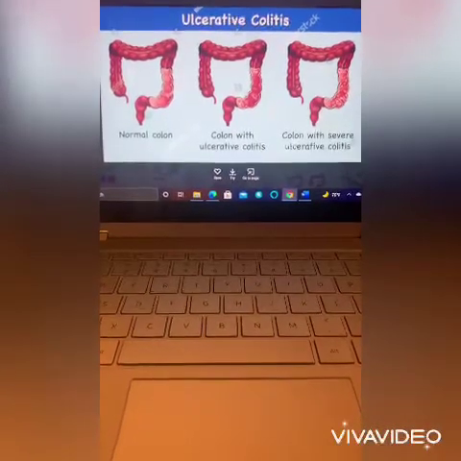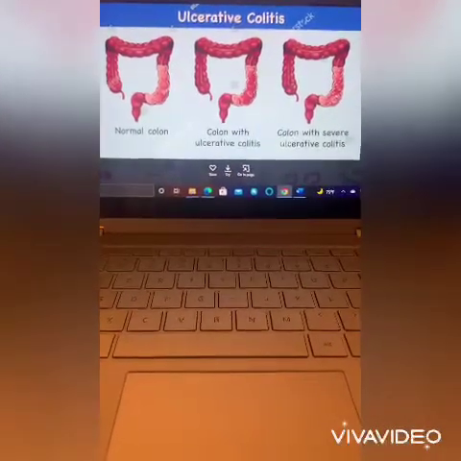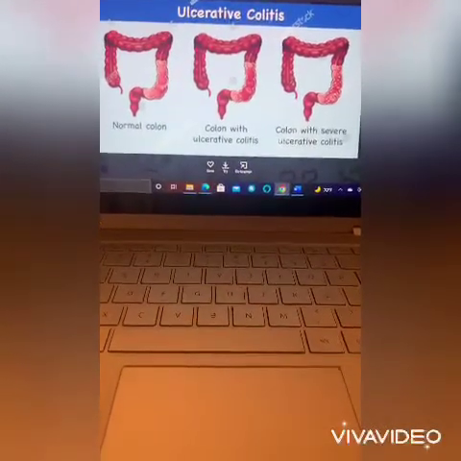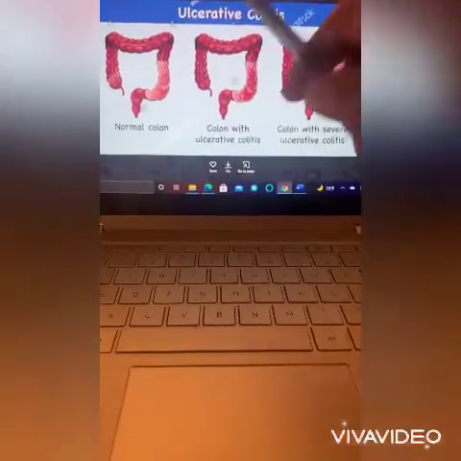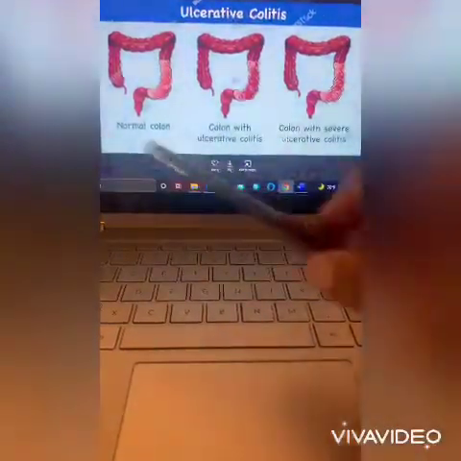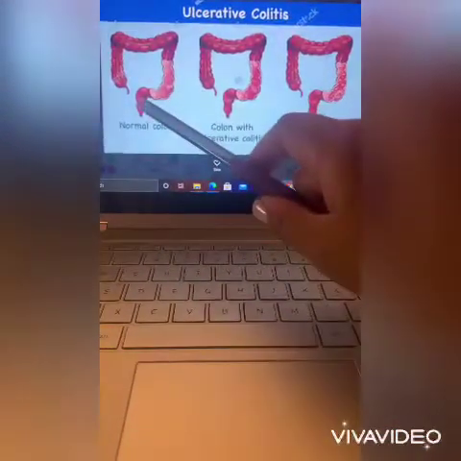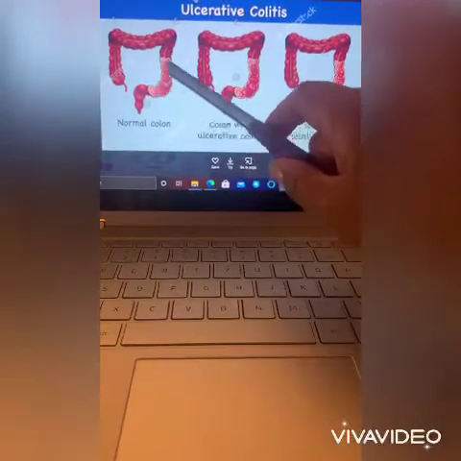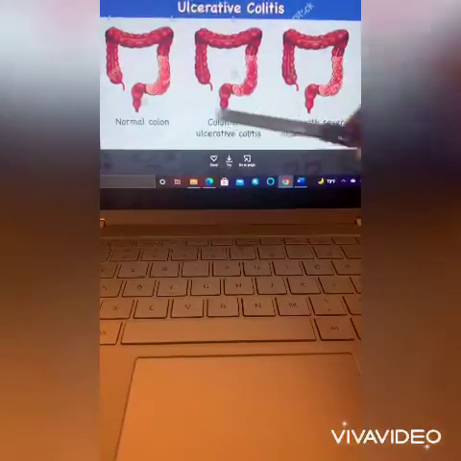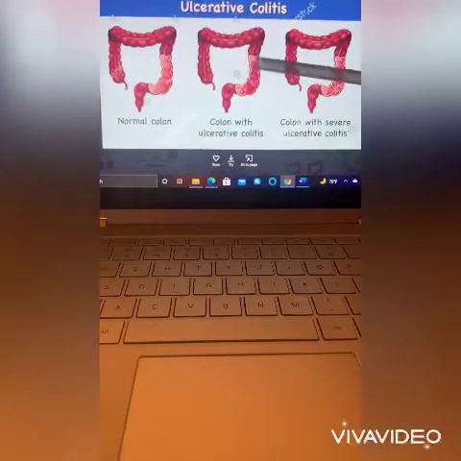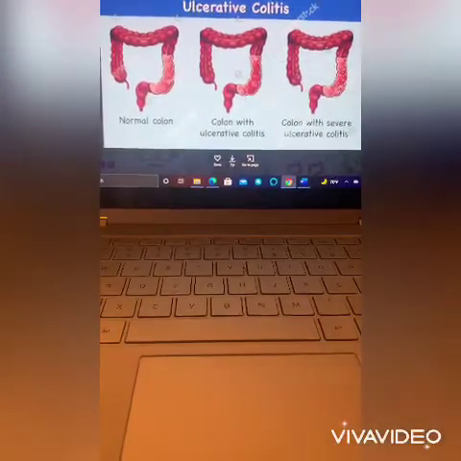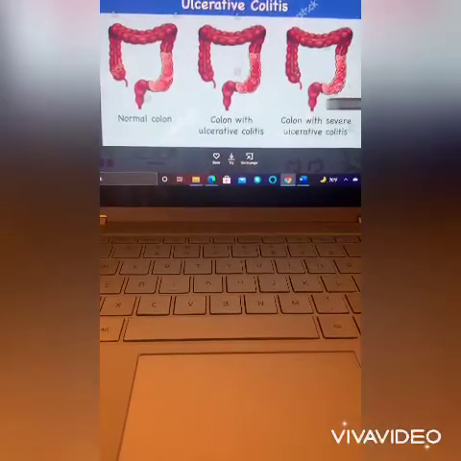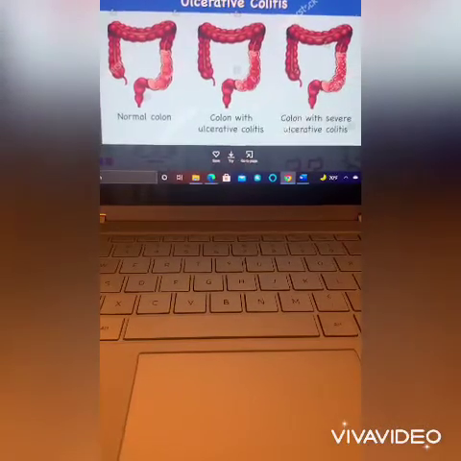Another gastrointestinal disease within elderly residents is ulcerative colitis. It is a chronic inflammatory disease of the large intestine. This here is the large intestine, and this is a normal colon. You can see that the fibers are perfectly nice and smooth. With the colon with ulcerative colitis, you can see that it's a little bit degenerated. And the colon with severe ulcerative colitis looks like this. It's kind of like deteriorating.